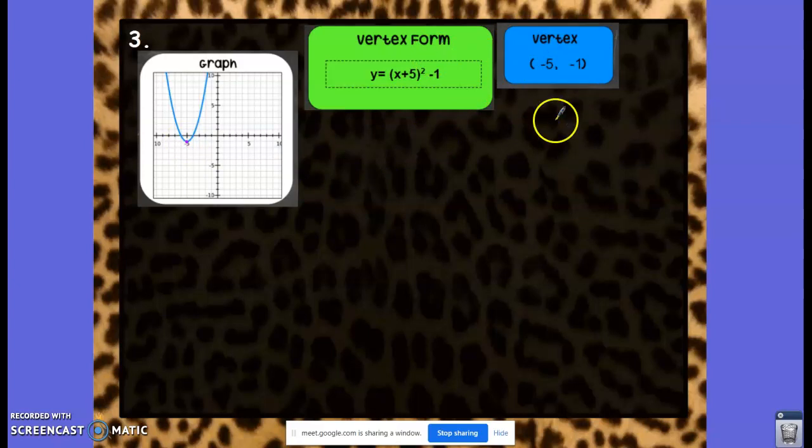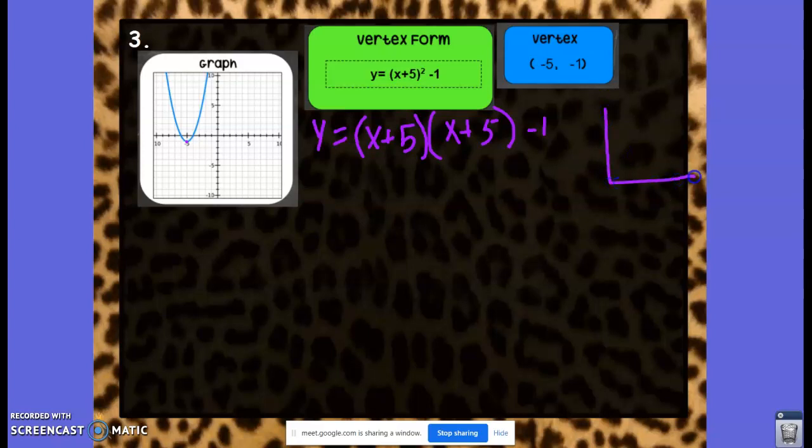So we're going to do what we did last time we started, and we are going to take that vertex form, and we are going to multiply that binomial times itself, and then simplify to get standard form. So x plus 5 times x plus 5, if you want to see it in the box, x times x is x squared, 5 times x is 5x, 5 times x is 5x, and 5 times 5 is 25.